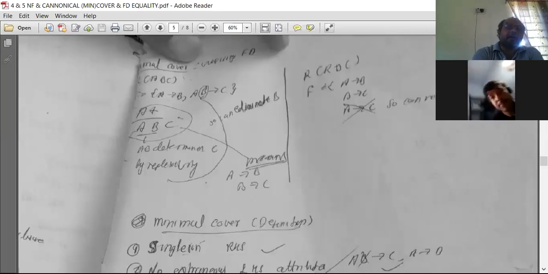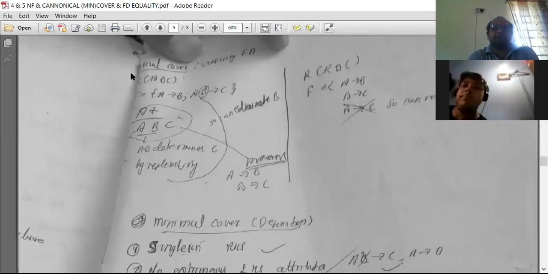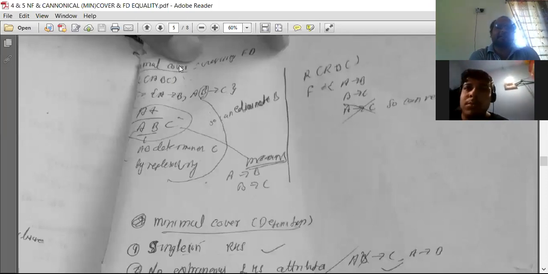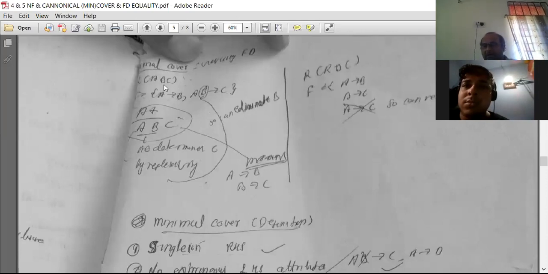See this. We have to find out the minimal cover, or we can say the canonical cover. Either we will say minimal cover or canonical cover. So what is happening in this? In minimal cover, suppose this is the table given to us, R with A B C D E or something like that.